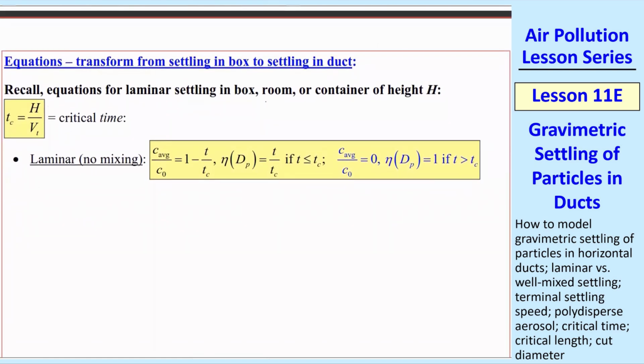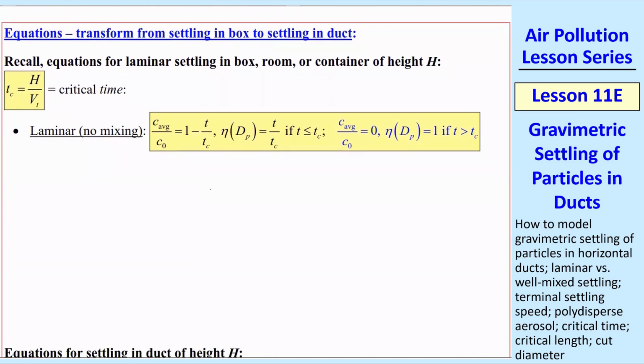This is in fact the key to doing these problems then. I have this typed up here. To get our equations, we transform from settling in a box or a container to settling in a duct. So these are the equations we had before. Tc was the critical time. For the laminar case, we had C average over C naught as 1 minus t over tc. We had our grade efficiency as t over tc.